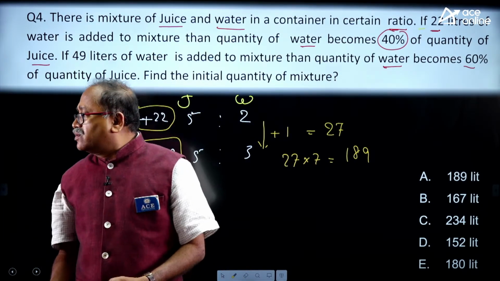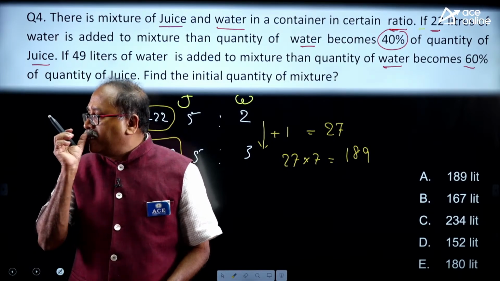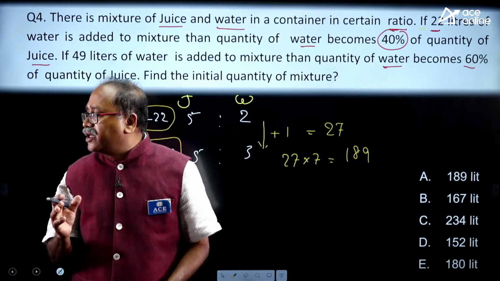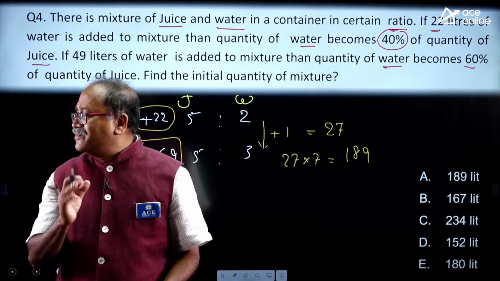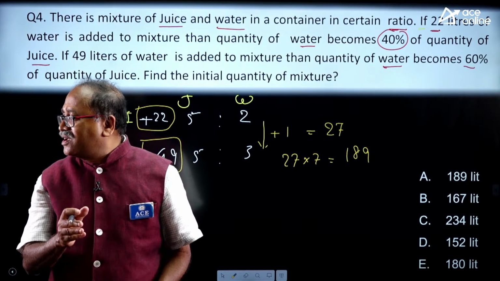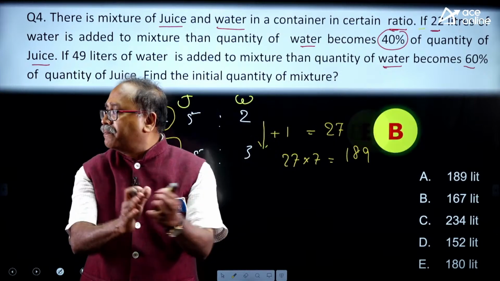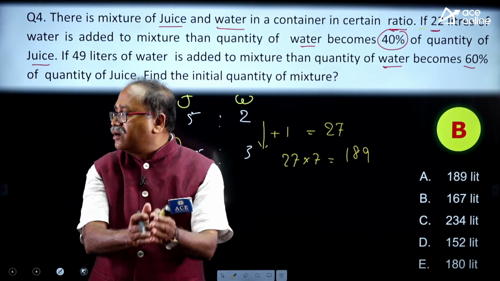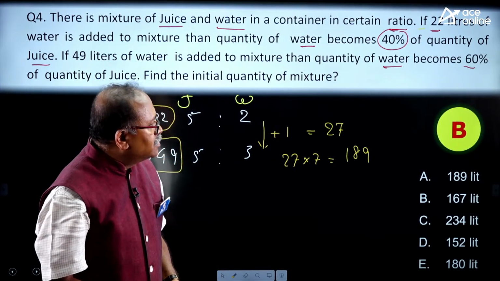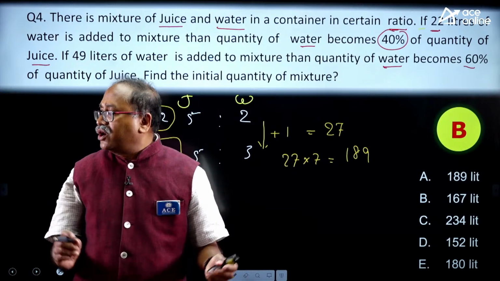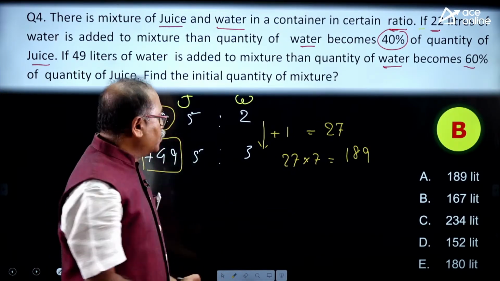So can anyone answer the question? Okay, 118. Ganesh, option B. Anusha, 167. Okay, let's see, option B. Well done, well done. 189. No, madam, it's not 189, but it's okay.